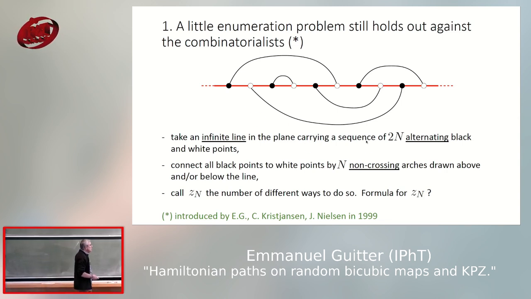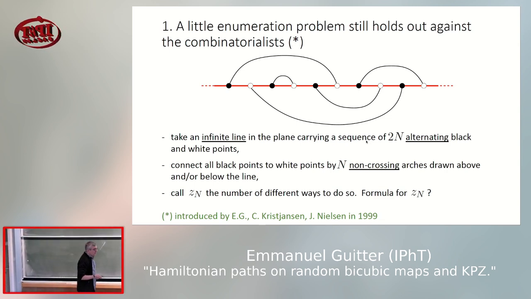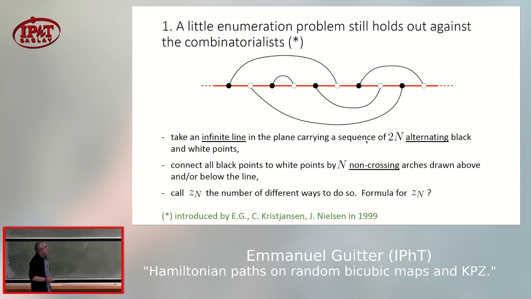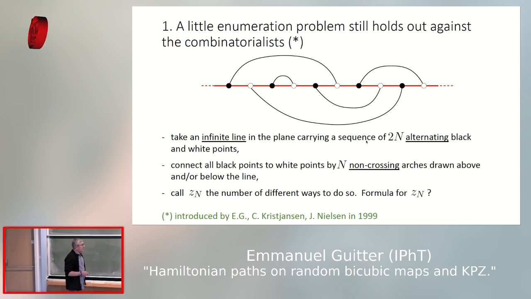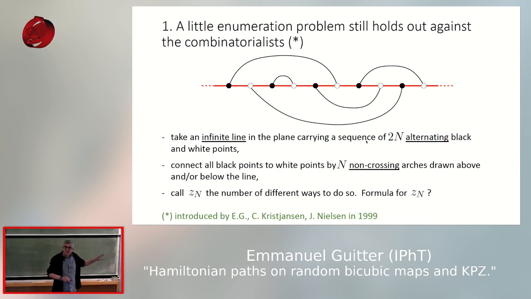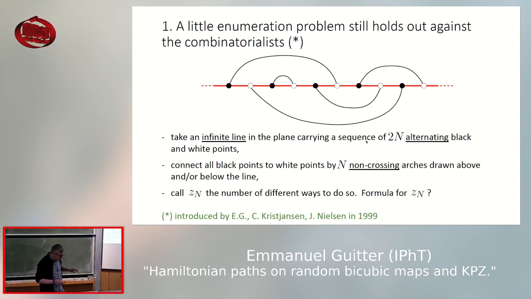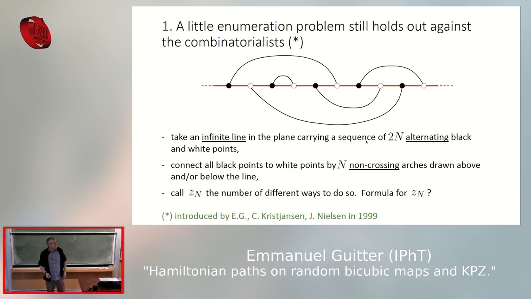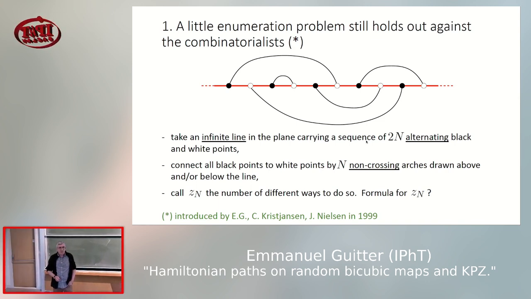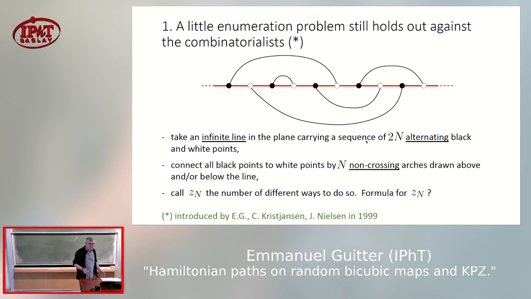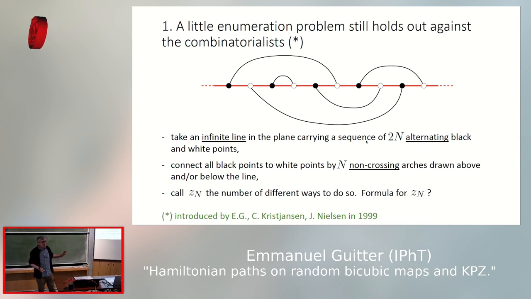And you ask how many different ways can we do so? You call Z_n the number of ways to do so. Do we have a formula for Z_n? The answer is no. So this problem looks very simple, but actually it's not solved at the moment. You have to be careful to really solve this problem, because you can make a lot of variations which are trivial, but this variation of the model is not. If you connect them only above and not below, that's trivial. That's an example of a trivial variation. You can cook up many variations which are trivial, but this is the one which is not trivial.